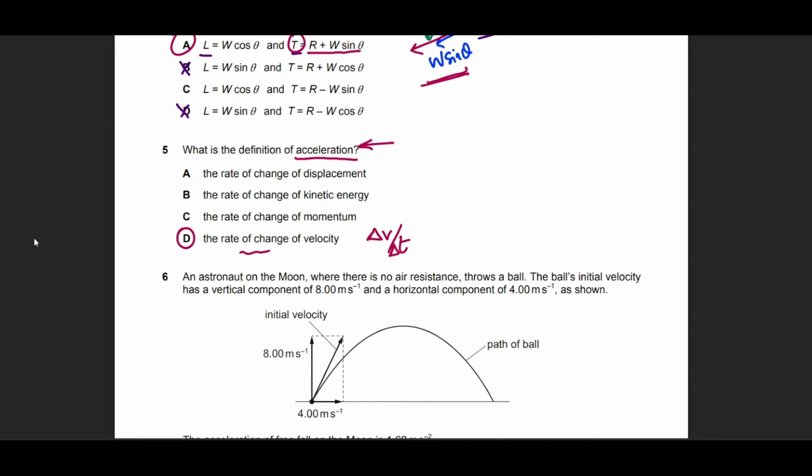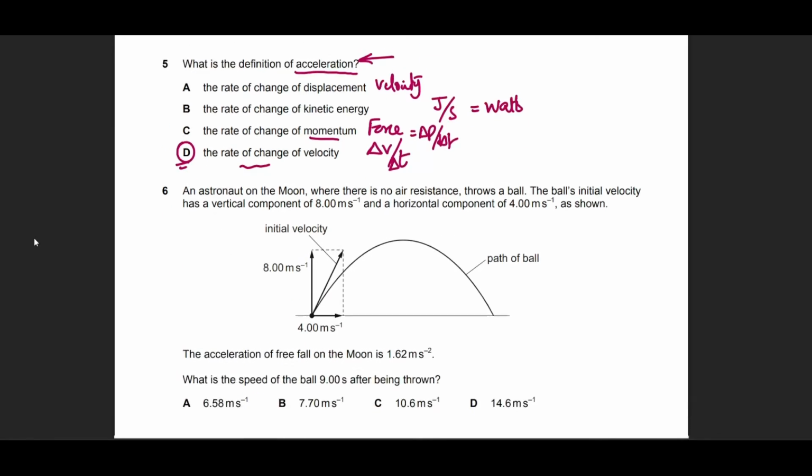The rate of change of displacement is actually velocity. So this is a wrong definition. The rate of change of kinetic energy, which is joules divided by second, this becomes watts, or you can say this is actually the unit of power. The rate of change of momentum actually goes for force, which is delta P divided by delta T. So only option D was the right answer.